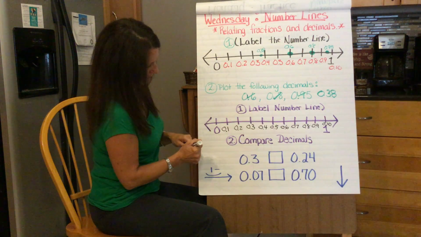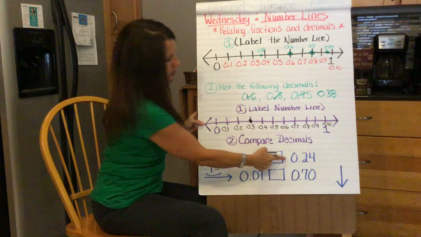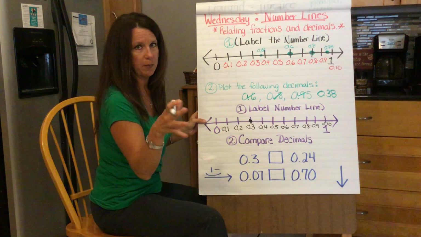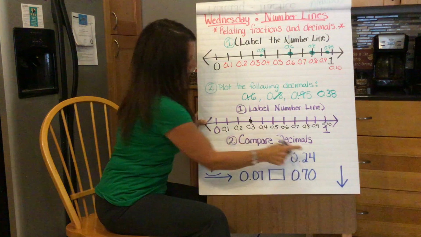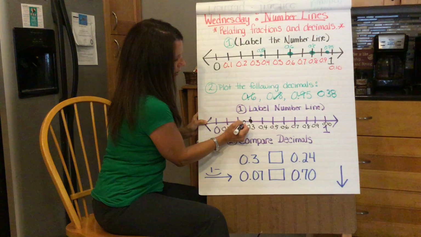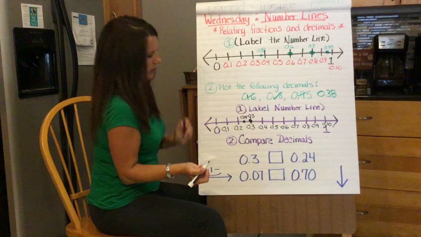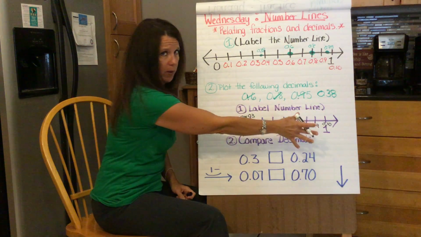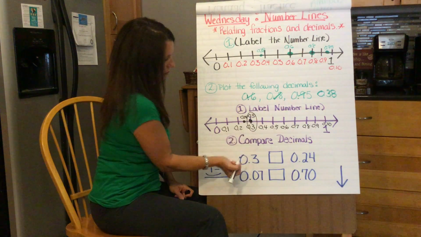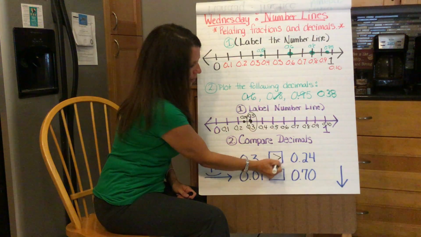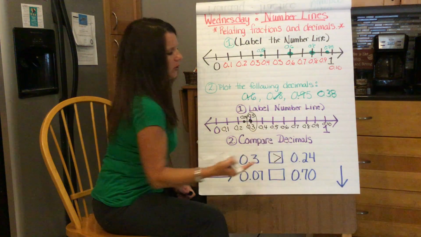So I have 0.3. I'm going to plot that here. And I'm comparing it to 0.24. There's that number that's in between, right? So it's 0.24. So that is somewhere in here. So if this is 0.3 and this is 0.24, which is greater? Well, the one that's higher, right? The one that's further along the number line. So this is our greater number right here. So 0.3 is greater. Remember, alligator mouth eats the bigger number, it wants more than 0.24.